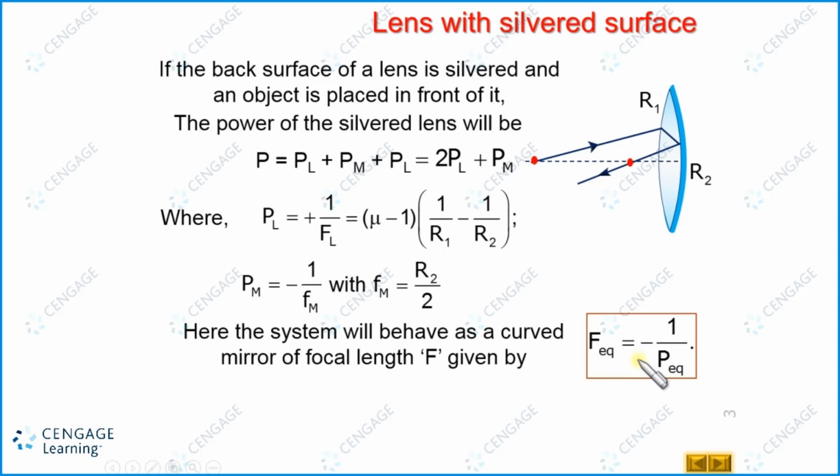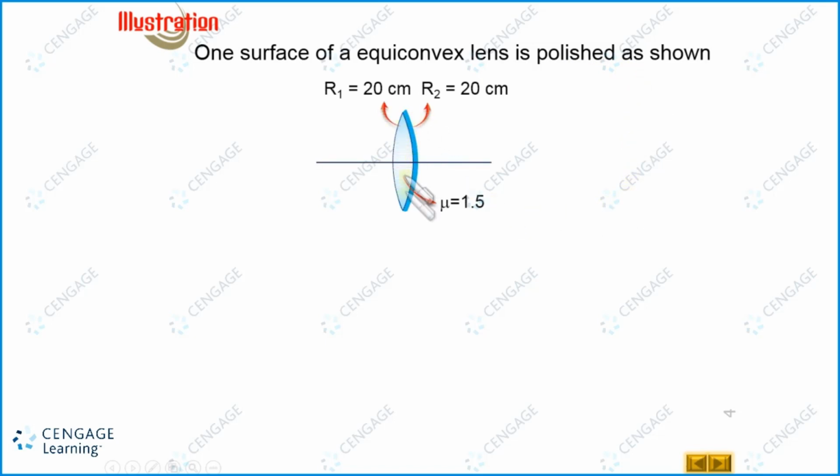Okay. So let us apply the concept we have learned here through certain selected illustrations. So let us move to illustration number 1. In this illustration, it is given one surface of an equiconvex lens is polished as shown. Here we can observe this is an equiconvex lens. That means radius of curvature of both sides are equal, 20 centimeter and 20 centimeter. And refractive index of material is 1.5, and this right surface is polished.